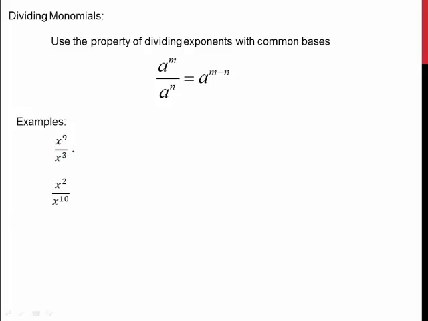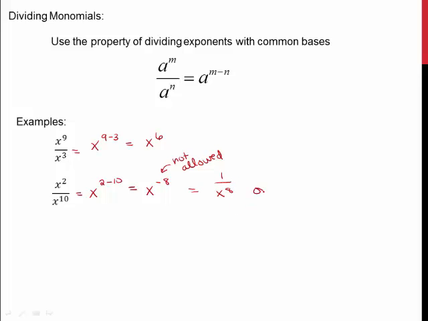X to the 9th over x to the 3rd is going to be x to the 9 minus 3, which gives me x to the 6th. X to the 2 over x to the 10 is going to give me x to the 2 minus 10, which is going to give me x to the negative 8. But we're not allowed to have negative exponents. So what we do at that point is we take the reciprocal.